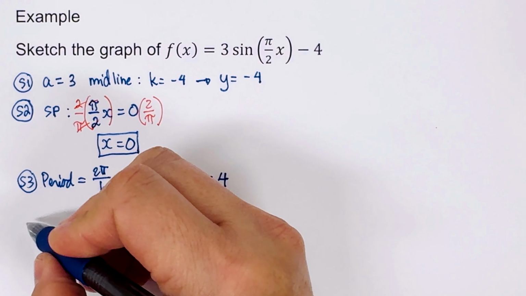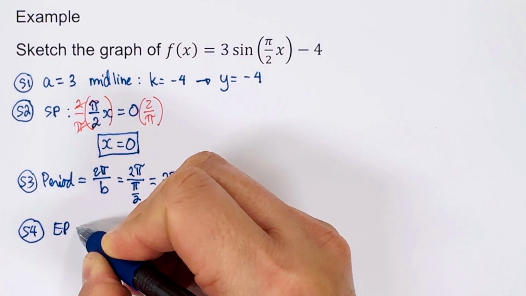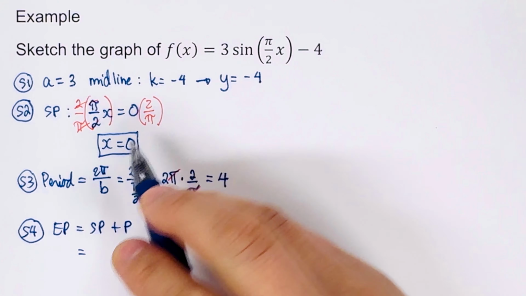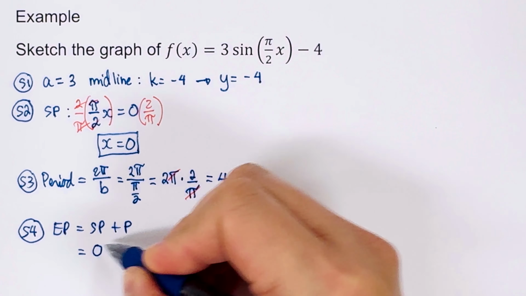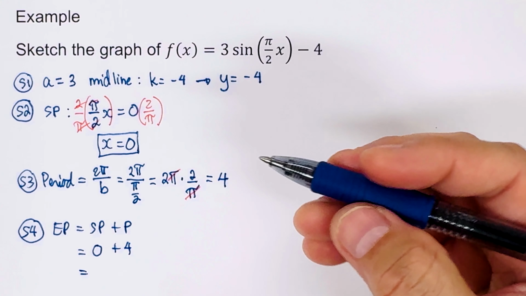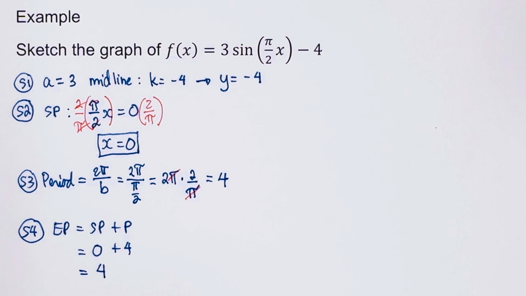And the fourth step is to determine the end point. The end point is the starting point plus the period. In this case right here, our starting point is 0. Our period is 4. So in one cycle, the graph ends at 4. So we go ahead and sketch the graph of this function.